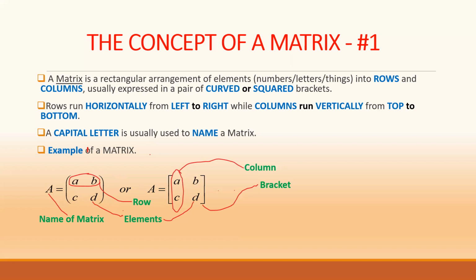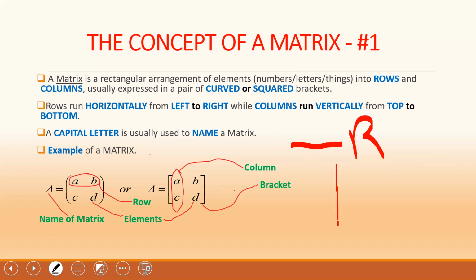Okay, guys, let's move to the next point. Rows. Remember we said that the elements are arranged in rows and columns. So how do we identify rows? Rows run horizontally from left to right. So that would be our rows. Rows are horizontal from left to right, while columns run vertically from top to bottom.